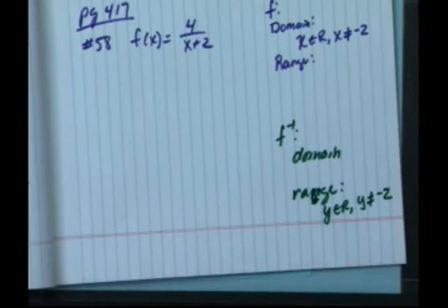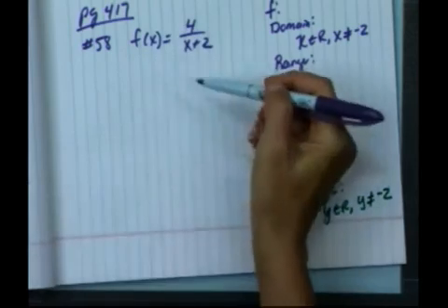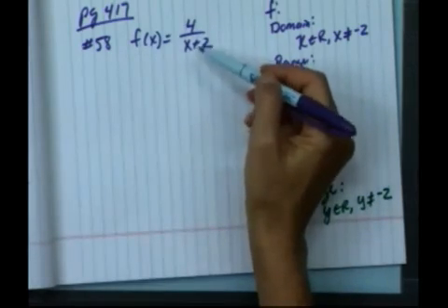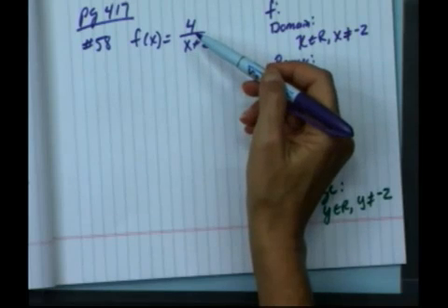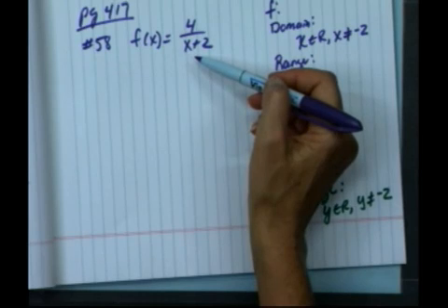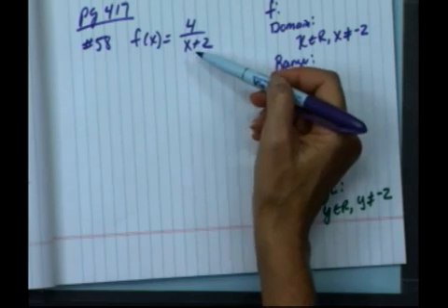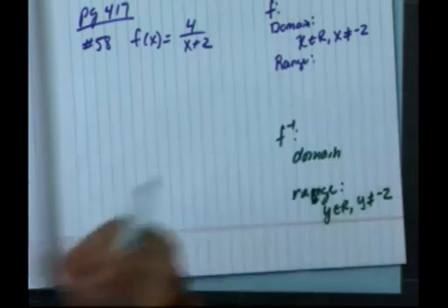Is there a y value this will never be? Think about, what's the horizontal asymptote here? This is a rational function. You know how to find the horizontal asymptote. The degree of the numerator is less than the degree of the denominator. What is the horizontal asymptote? 0. Y equal to 0 is the horizontal asymptote.